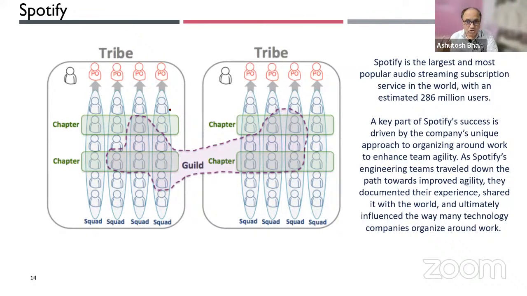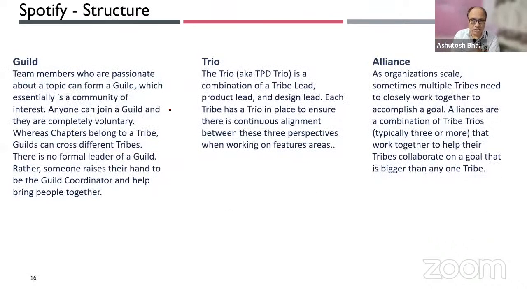And then we also have some Spotify structures. There's a structure called a trio. Trio is a tribe lead, a product lead, and a design lead. So these three roles come in together. And then we also have what is called an alliance. Alliance is a group of tribes coming in together. So multiple tribes coming in together is what comes in as an alliance. Especially if you have a big product which has to be worked upon, then you would need an alliance in that situation, right?